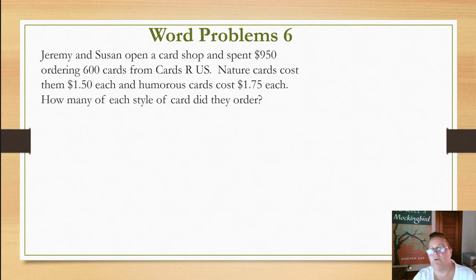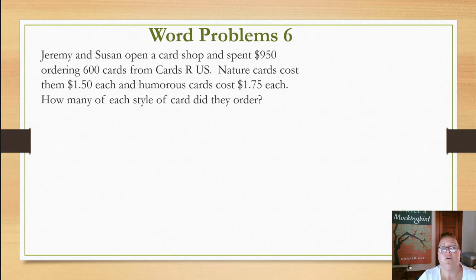In the 6th word problem, we have Jeremy and Susan opening a card shop, spending $950 ordering 600 cards from Cards R Us. Their nature cards cost them $1.50 each, and their humor cards are $1.75 each. How many of each style card did they order? Now this one is a little bit tougher. We actually have 2 different totals.